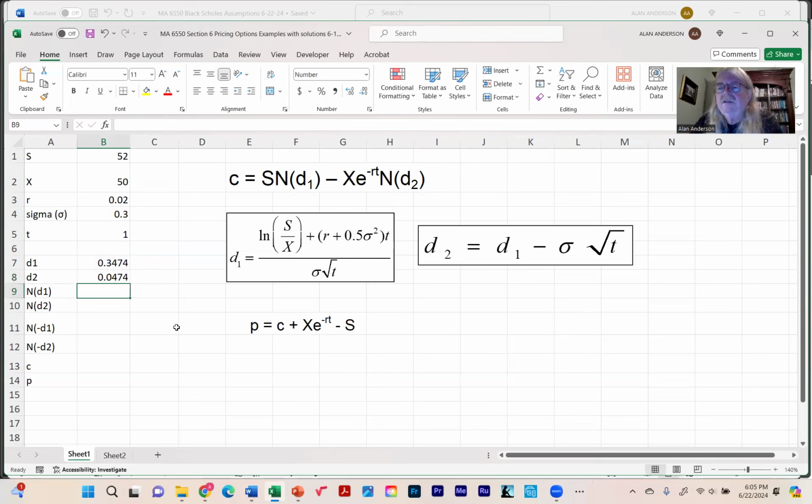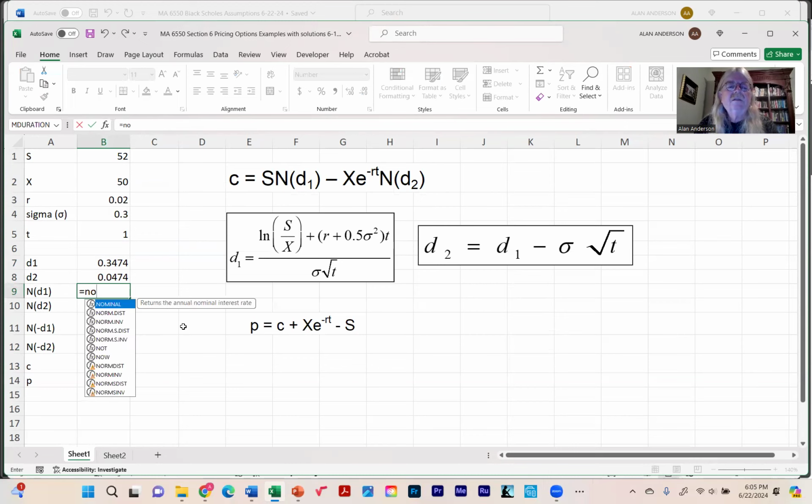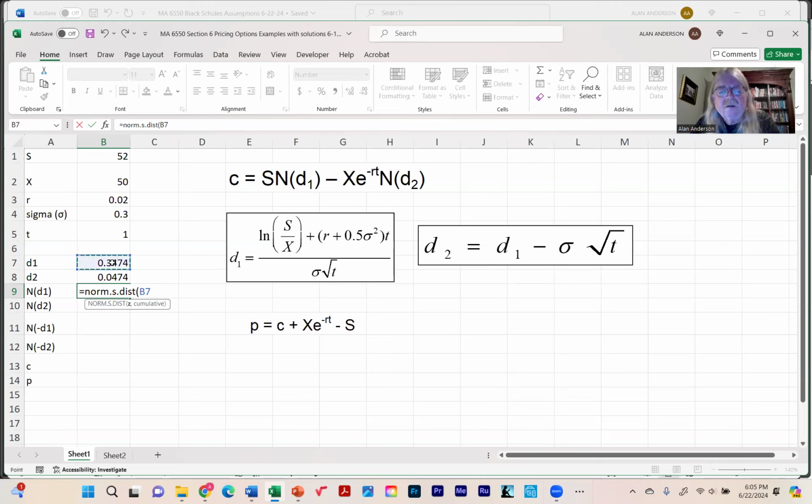Then the N's. Now, this is where we start to need some specialized Excel knowledge. The function here that we need is called NORM.S.DIST, which stands for the cumulative probability taken from the standard normal distribution. Because you're telling Excel that it's the standard normal, you do not have to specify the mean and standard deviation. It understands that the mean is 0 and the standard deviation is 1. So you need to tell it the value you're looking for. So this one, I'm looking at D1.